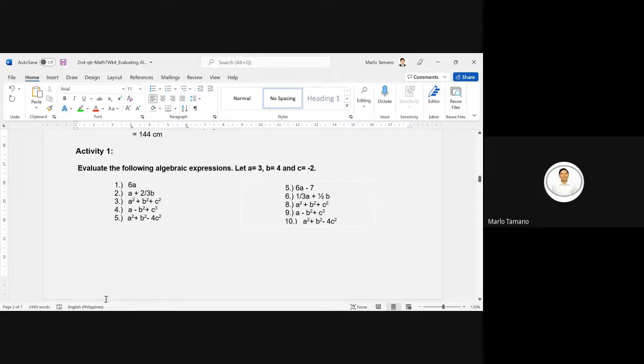Next, number 2. Solve niyo sa notebook niyo. Get your math notebook para ma-practice kayo. Walang nagpa-practice na tinititigan lang. Okay?